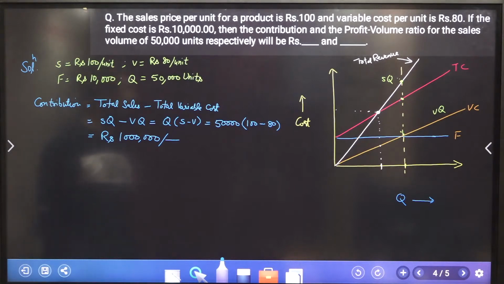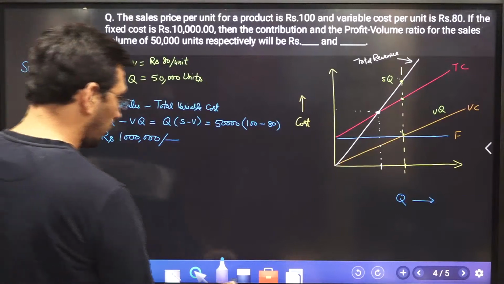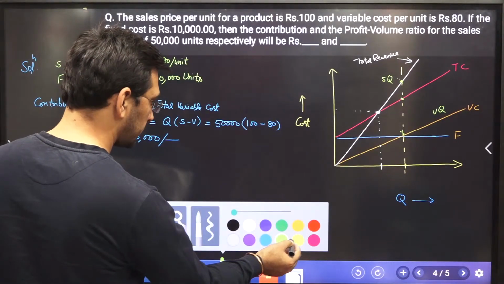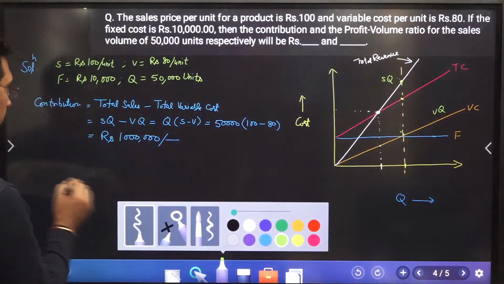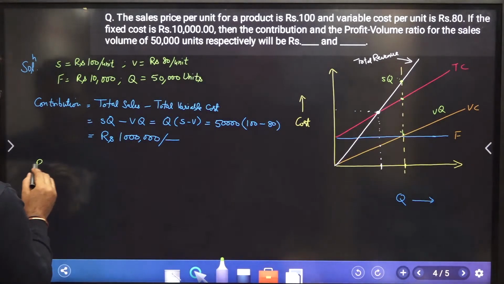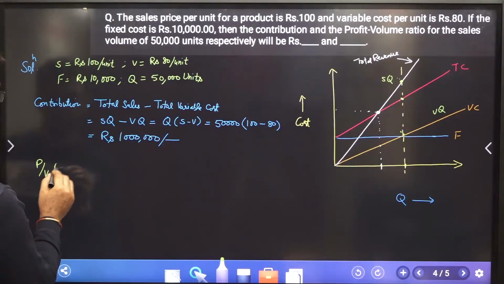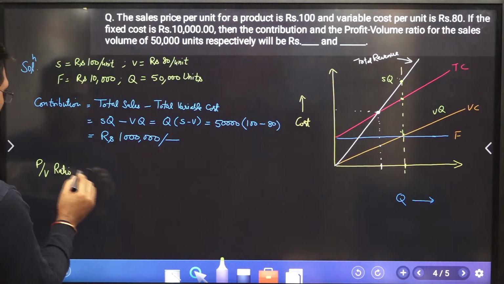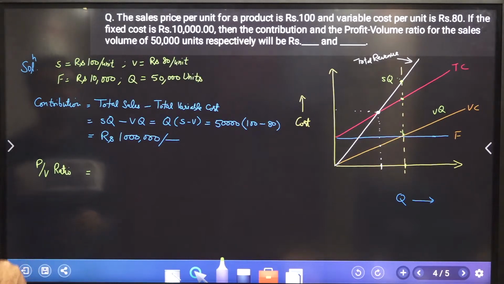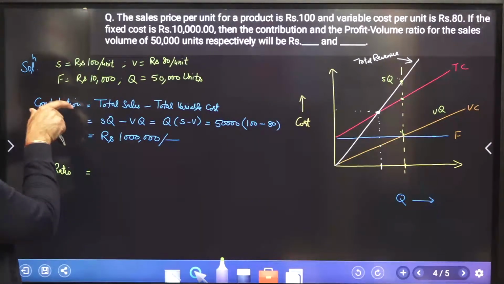Then you have profit volume ratio. Profit volume ratio, PV ratio also we call it. So profit volume ratio, basically it is a ratio of this contribution to the total sales.